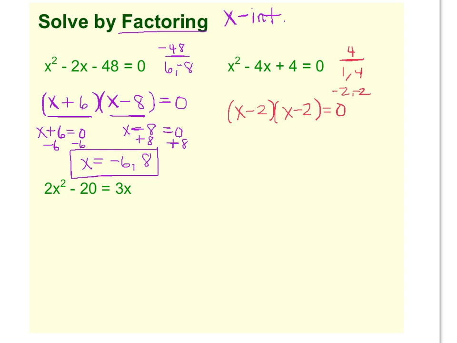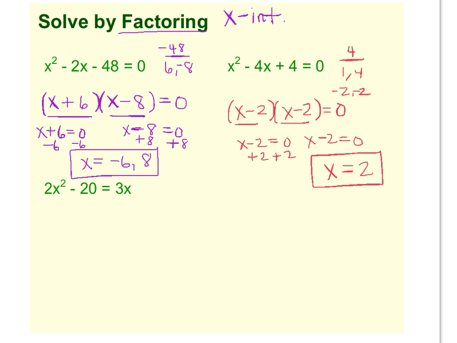If you notice, these are the same factors, so if you set them both equal to 0 and solve, you're going to end up with the same answer. So in this case, there's only one answer for x, meaning there's only one x-intercept. So if you add 2, you don't have to do it on both equations. We know that x equals a positive 2.